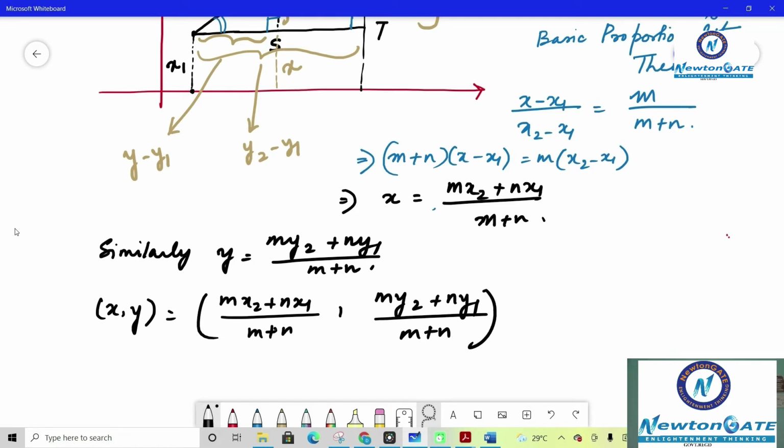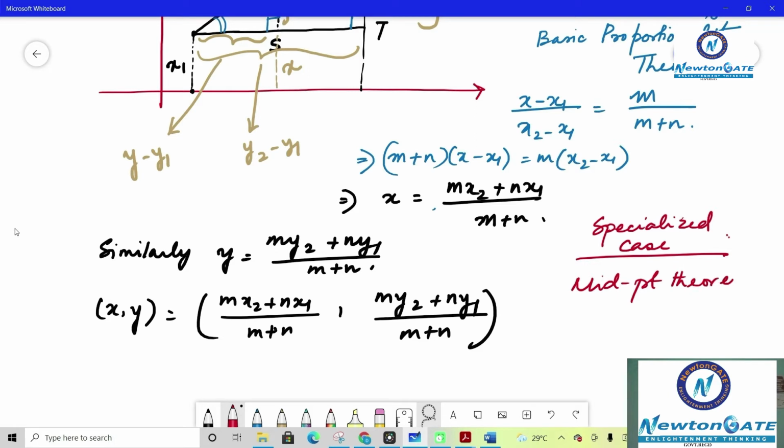Okay, so let us quickly do some sums relating to this, but before that, another very important, specialized case of this section theorem is the midpoint theorem, where m is to n is actually 1 is to 1. This is a specialized case of the section formula known as the midpoint theorem, where the ratio is always 1 is to 1.